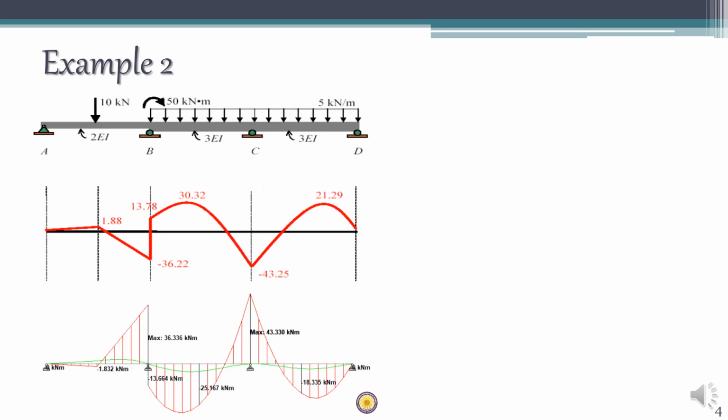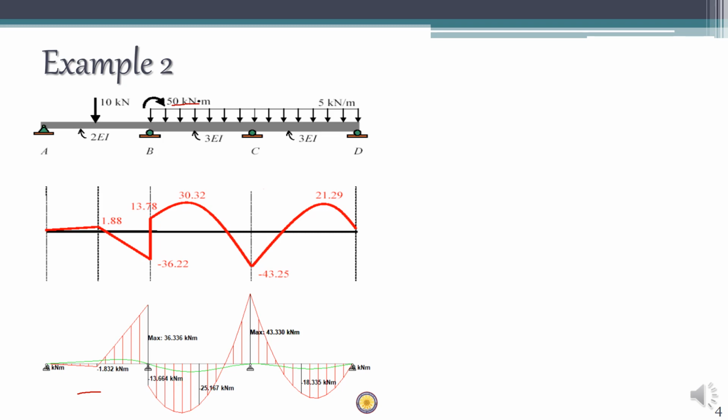You can try out one more example. The solution for this particular one is given here. This particular diagram is obtained from STAAD, and it is given for your reference. You can try this similar problem on your own by changing the sign of this particular 50 kN moment, treating it as an anticlockwise moment, and see the difference.